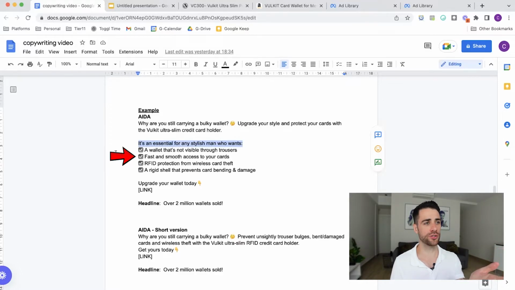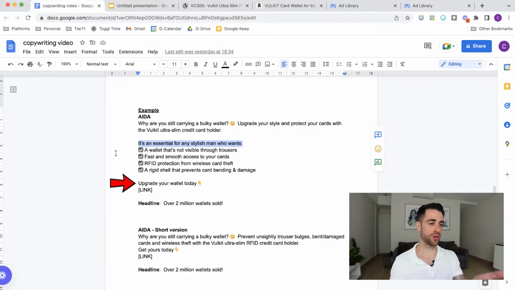And then we come on to the action bit, "upgrade your wallet today." Perfect. And then I always like to add the link as well. You won't be able to see it on Instagram, but on Facebook, you can see the link and people can click it, or they can click the actual call to action button that Facebook provides.